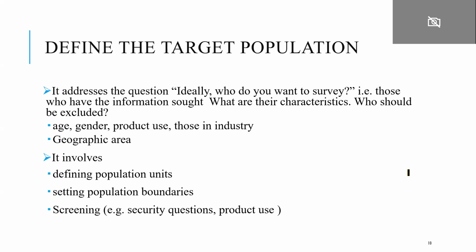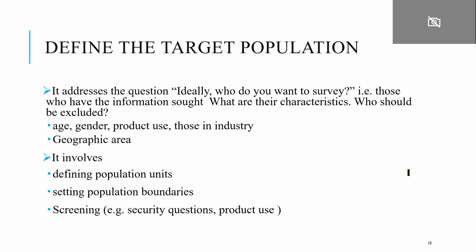So what are their characteristics that should be included or excluded? Like I said, age, so above 65 years. Then gender: all men. In the same way, type of product they use, or those who are in industry. In terms of geographical area, if I say I want to conduct some study on all the old men who are above 65 years and who are living in the eastern part of India, like in Odisha or in West Bengal, so that is my target population.